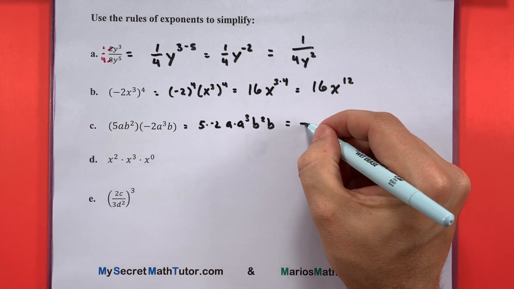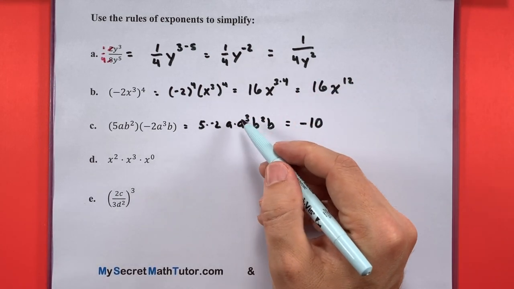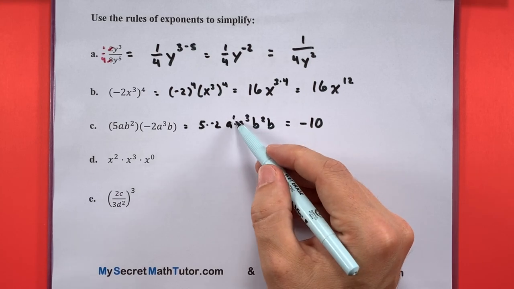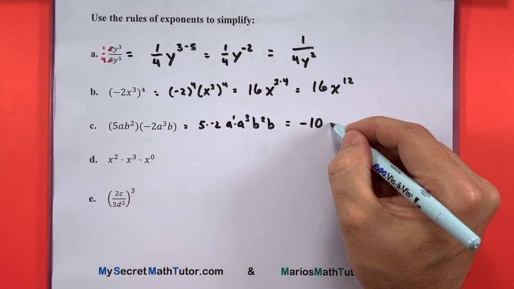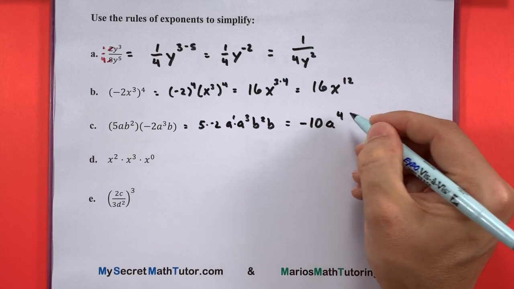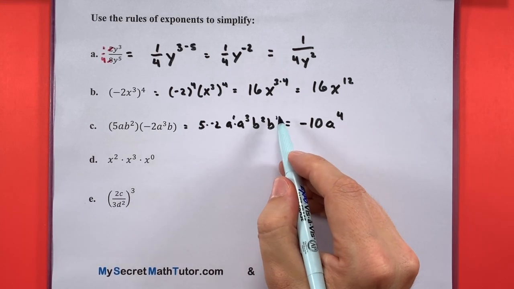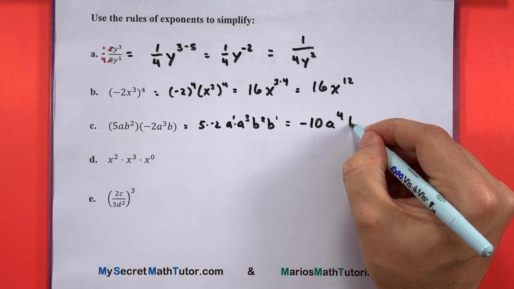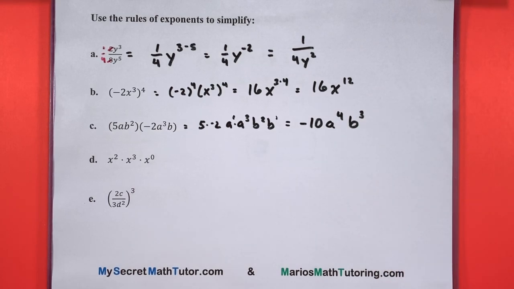5 times a negative 2 is a negative 10. The rules of exponents here would say we need to add the exponents. So I have a 1 and a 3. That'd be a to the 4th power. Adding the exponents for this one on the b's, 2 plus 1 would equal b to the 3rd. All right, looking good.